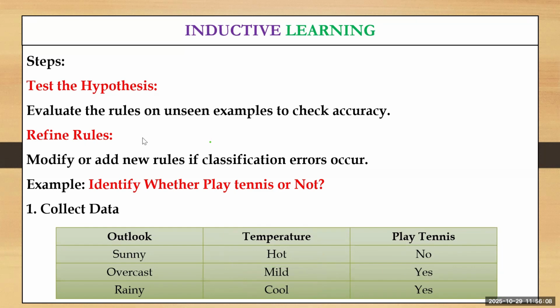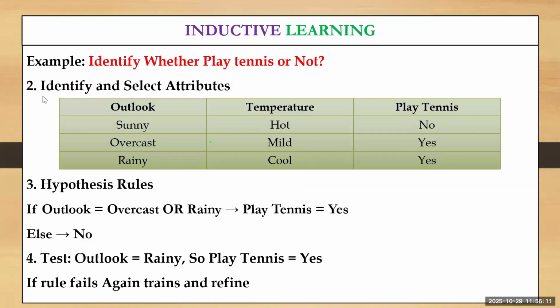And then once we have collected the data, we need to identify and select the attributes. Here we need to identify which attribute is most important to us. From the human perspective, we know that outlook as well as temperature are both important to us. Let us suppose in our collected data we have a serial number column here. Does the serial number influence playing tennis? No, right?